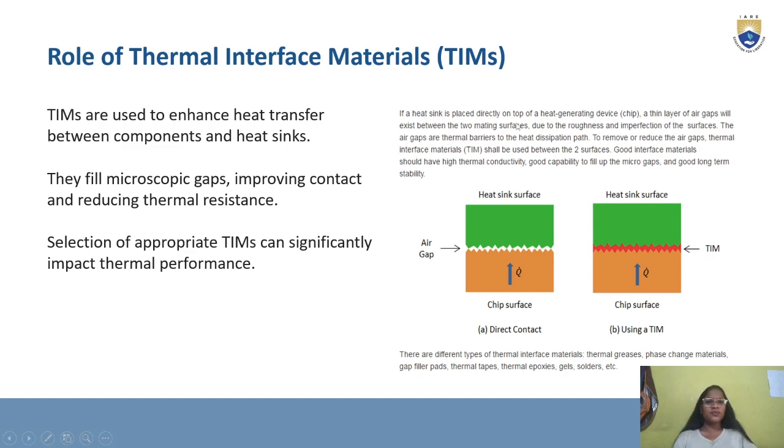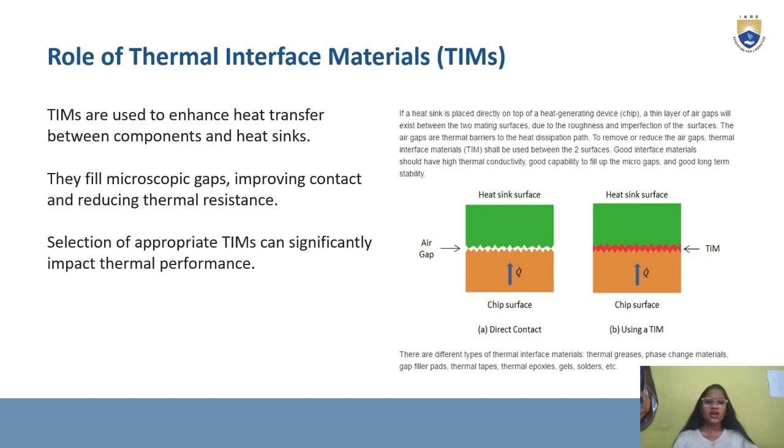The air gaps are thermal barriers to the heat dissipation path. To remove the air gaps, thermal interface materials, also known as TIM, shall be used between the two surfaces. A good interface material should have high thermal conductivity, good capacity to fill the microgaps, and good long-term stability.